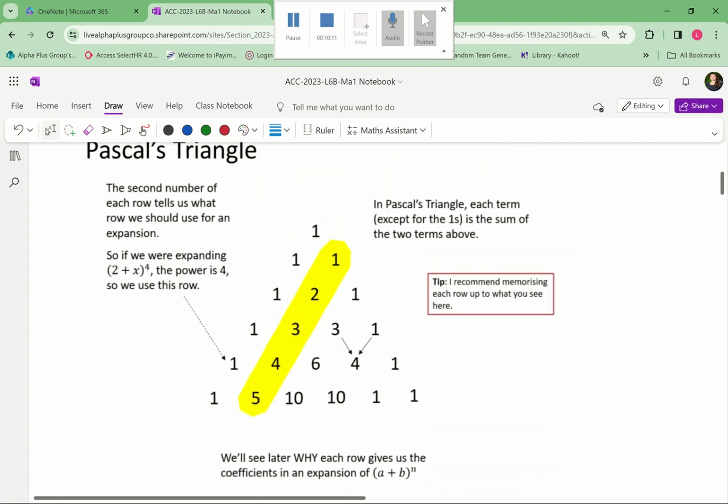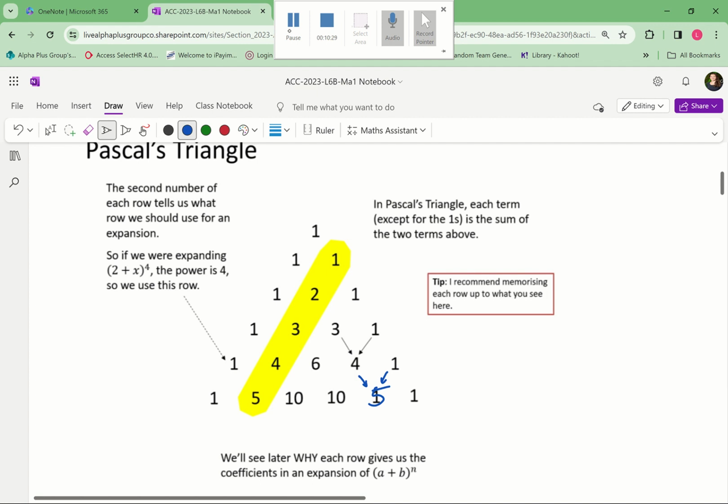Okay, Pascal's triangle then. There's a little typo here that I noticed, so I'll just correct that. This should be a 5, of course, because 4 plus 1 adds to make 5. Right, so I've kind of introduced to you how we draw Pascal's triangle, where the numbers come from.